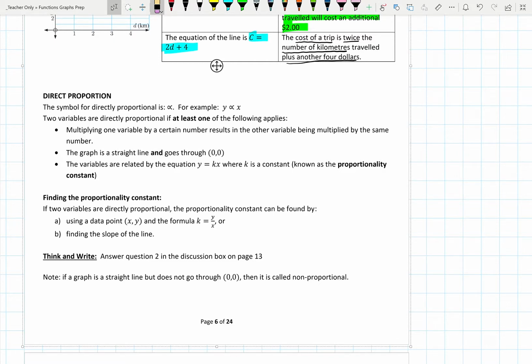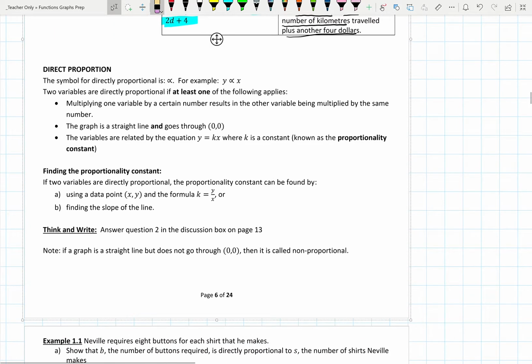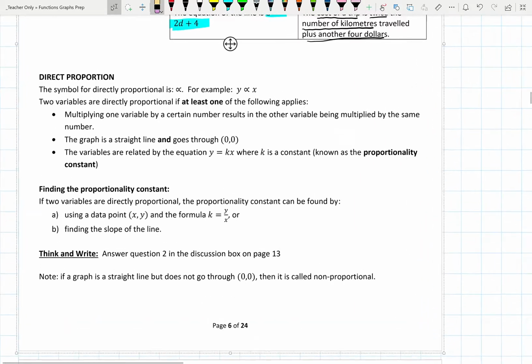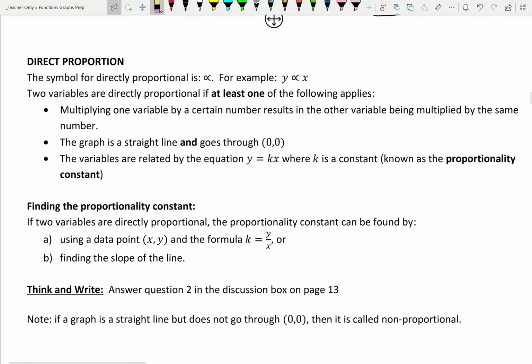Okay, the next little bit that we're going to have a look at is really a subset of linear functions, and that is between variables that are directly proportional. So just a little bit of terminology. The symbol for directly proportional is this one, which looks a little bit like an infinity sign with the back cut off it, or a little fish with a blunt nose. And we usually write y is proportional to x.